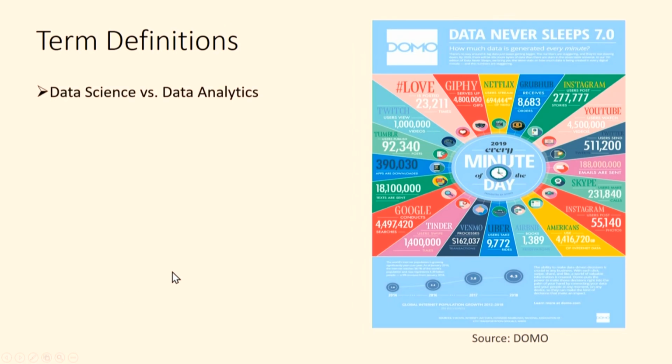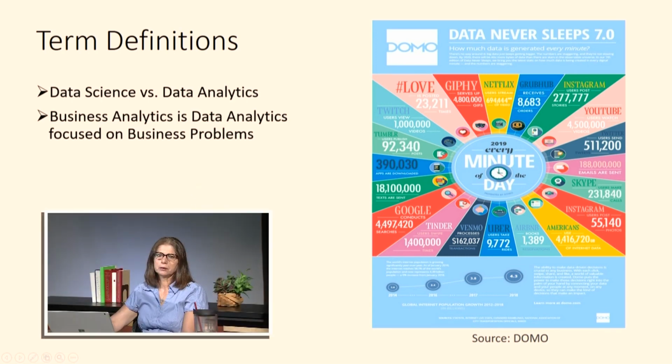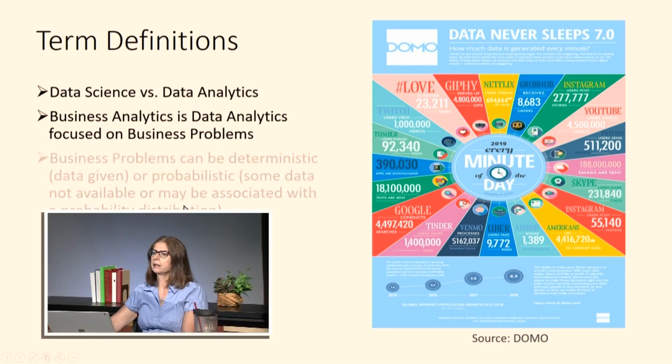Term definitions: data science versus data analytics. Data science is what you see more in computer science, and the focus is on developing and advancing the algorithms, so there is a lot of coding. Data analytics is what we do in business. It's more applied. When we call it business analytics, it's data analytics, but focused on business problems. There is also health analytics, which would be data analytics applied to health problems. There are many different analytics now in almost every area.